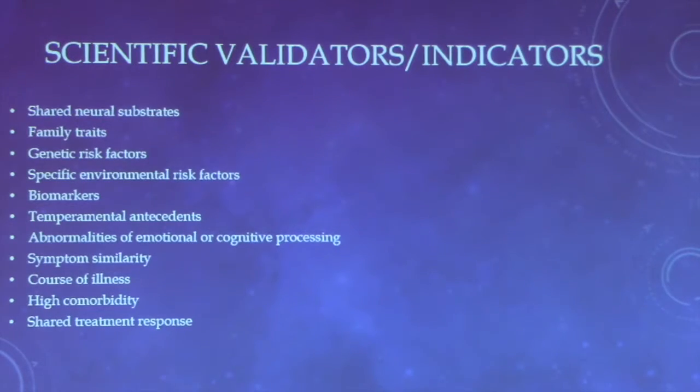And then the indicators they've used in this is a long list of what they've gone by to make the DSM-V. They talk about neural substrates, family traits, genetic risk factors, environmental risk factors, biomarkers, temperamental issues, course of illness. So this is a pretty comprehensive way to look at disorders. So definitely DSM-V is a step up. It's not a huge step up, but it's definitely a step up from the DSM-IV.